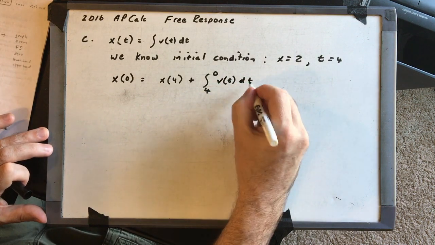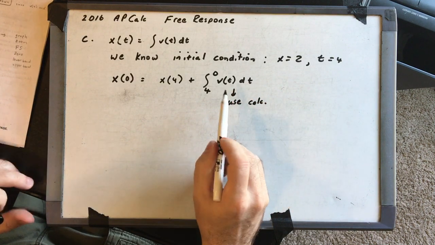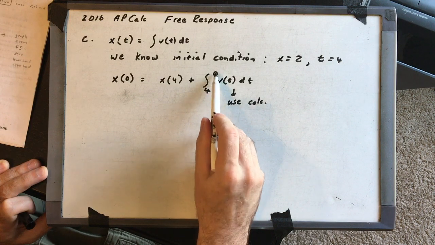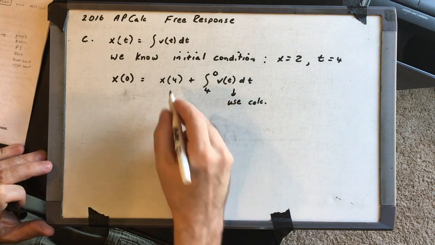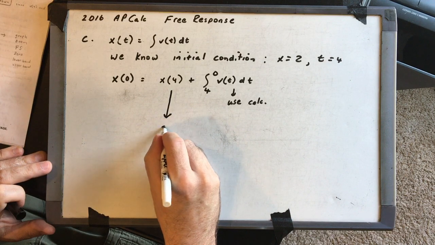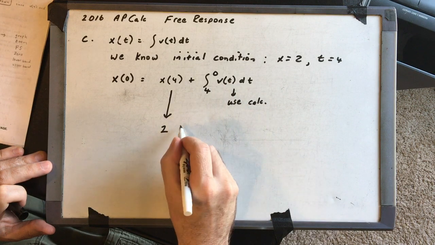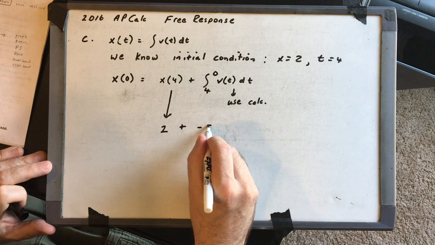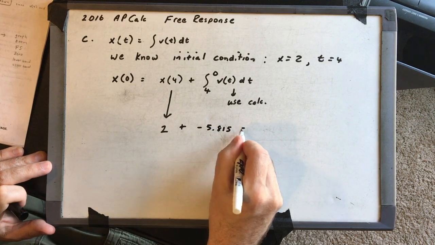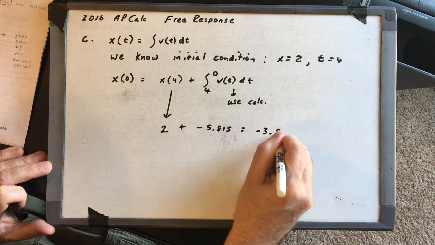And you want to use your calculator on this part. Now your calculator can handle starting at the bigger one and going to the smaller one. Okay, well, we're at 4 and we're going backwards to 0. We know that x of 4 is equal to 2 at time t equals 4. So if you put this part in your calculator, I want you to try that, you'll get negative 5.815. So the position at time 0 is negative 3.815.